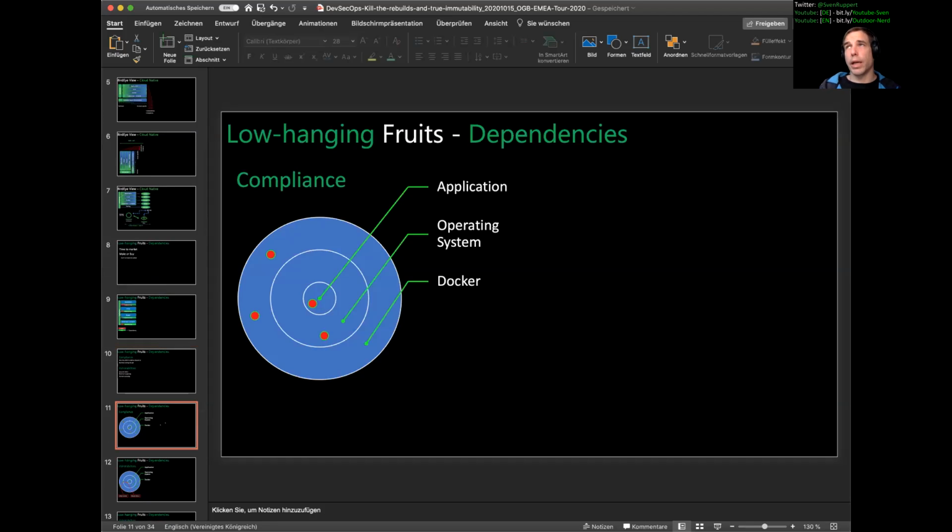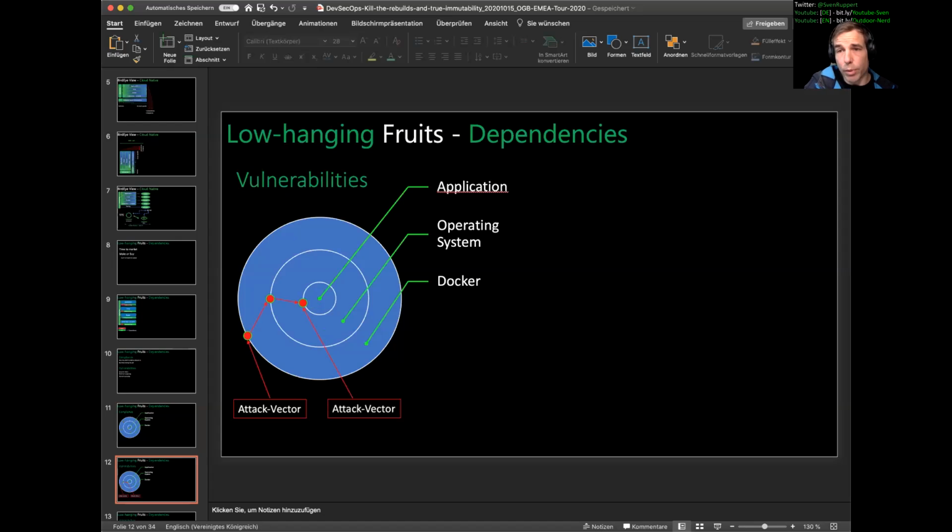It means you can't combine different compliance issues into one bigger issue. Most likely you have independent compliance issues. It is different with vulnerabilities. Vulnerabilities add up and give you different paths to compromise your system. So you have different attack vectors against this one.